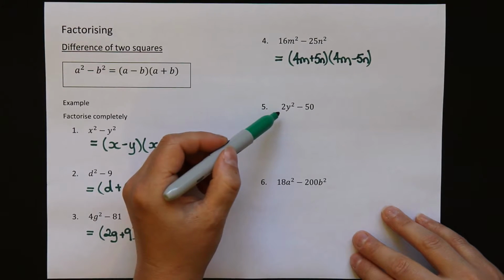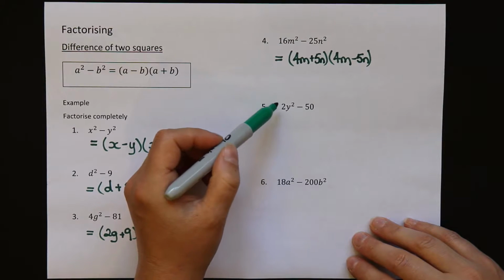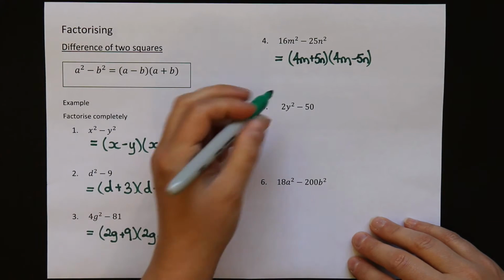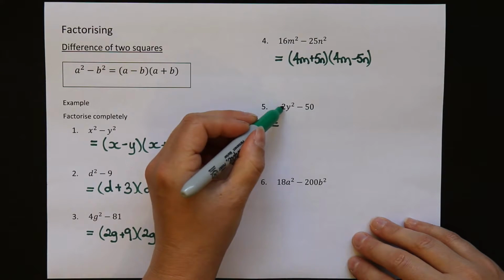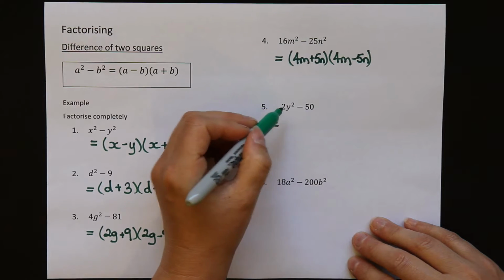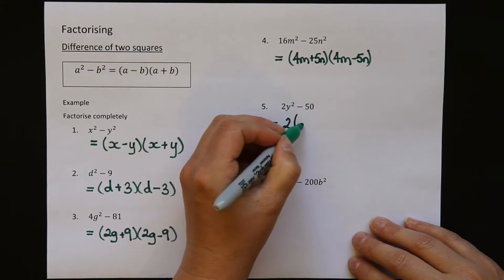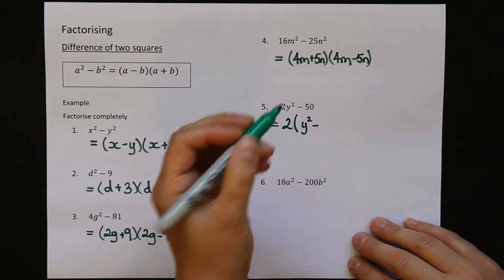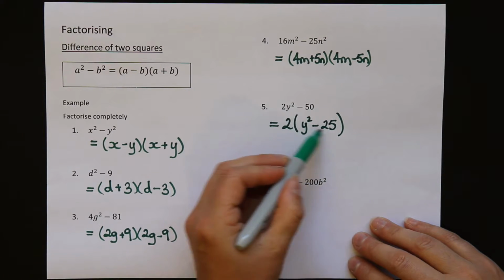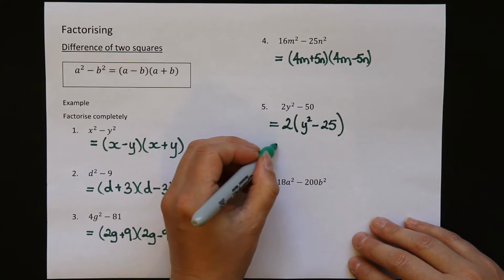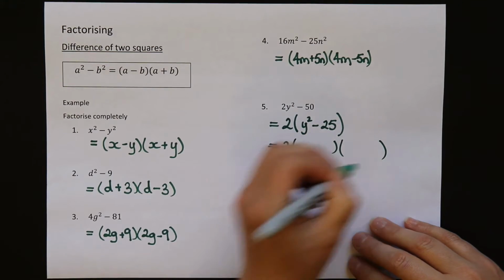Sometimes you'll get to a question and go, well, it looks like a difference of two squares, but I can't actually square root those numbers nicely. What you can try, which is what we need to do for this question, is to take out a common factor first. So if I recognise there's a common factor of 2 in both of those terms, that would give me 2 bracket y squared minus 25. And then this makes a much nicer difference of two squares here.